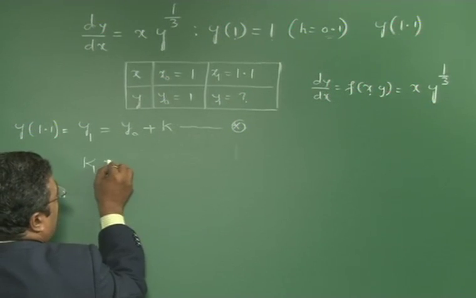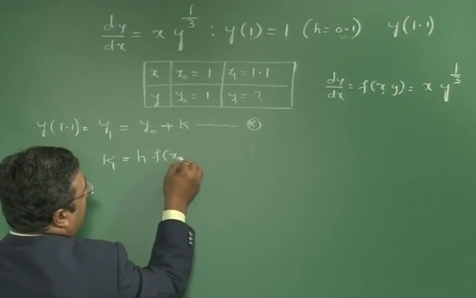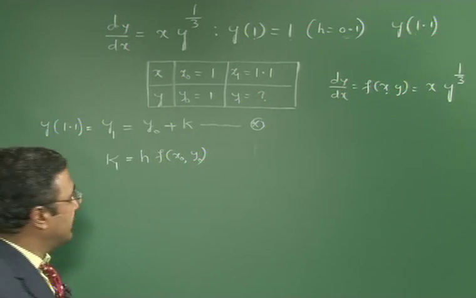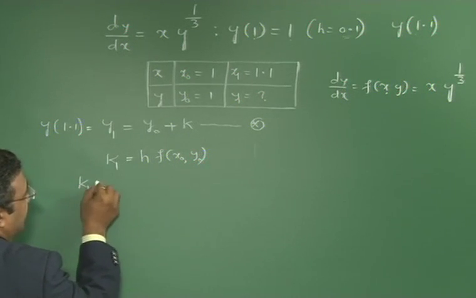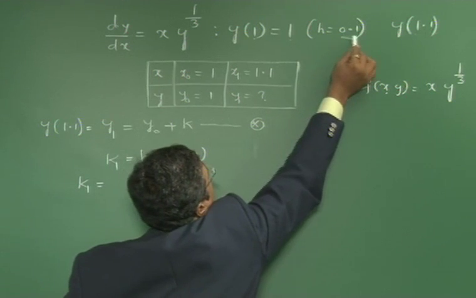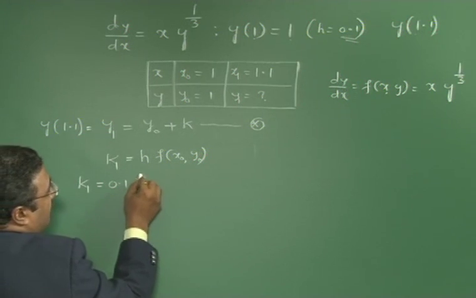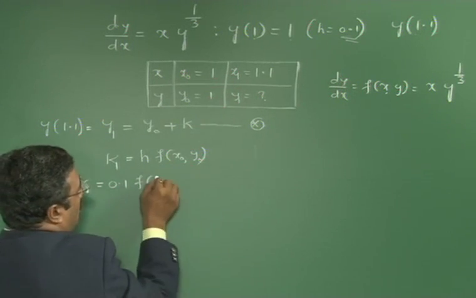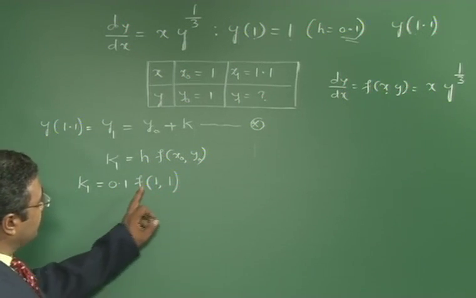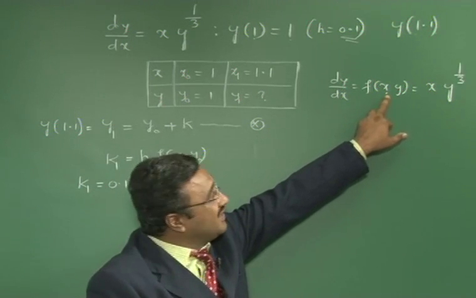Next, we have to find k1 using the formula h into f of x naught comma y naught. So this is the formula for k1, and we have to substitute the corresponding values here. h is the step length given in your problem, so h is 0.1, and f of x naught, y naught is f of 1 comma 1.